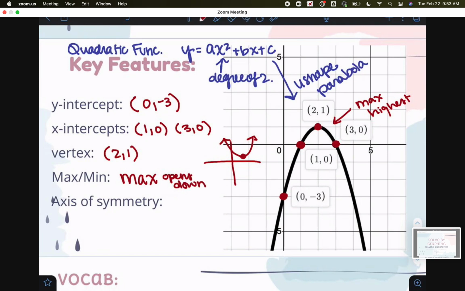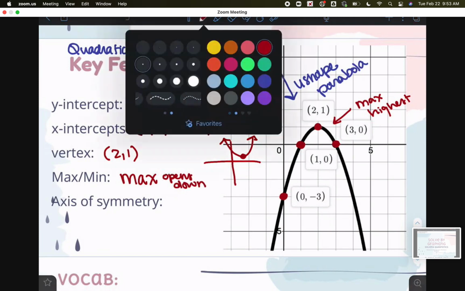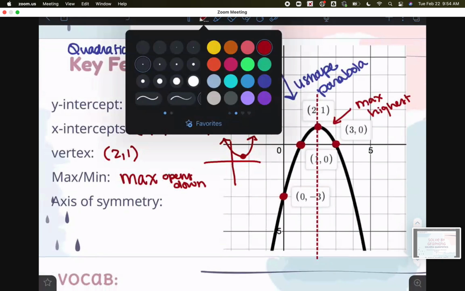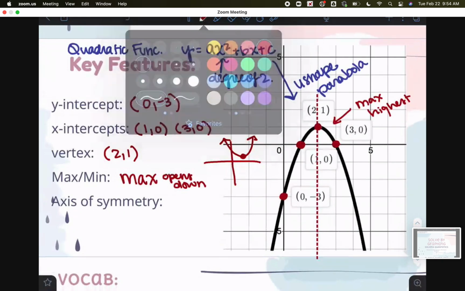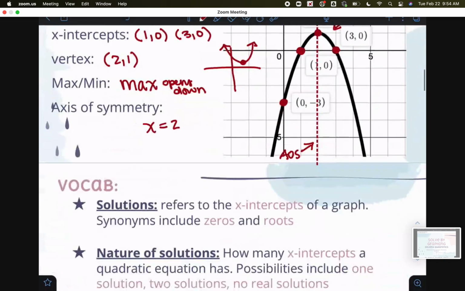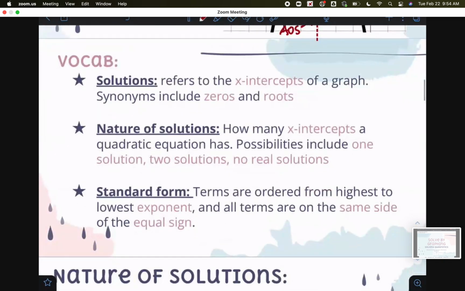Now, axis of symmetry is that line where the graph can be divided in half. In this case, if we look at our parabola, a vertical line going straight through that vertex would be our axis of symmetry. And our axis of symmetry here is represented by the equation x equals 2, or the x value of the vertex. This is the axis of symmetry. From there, we can go ahead and take a look at our vocabulary.